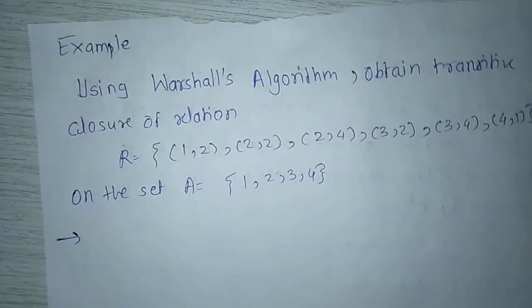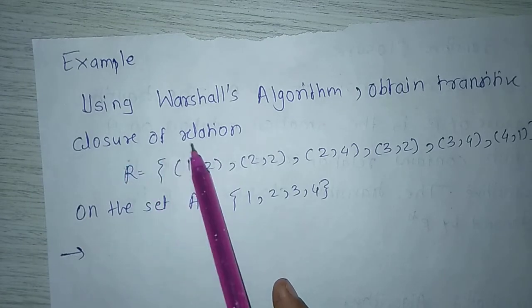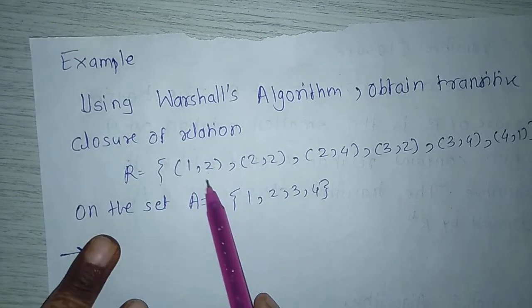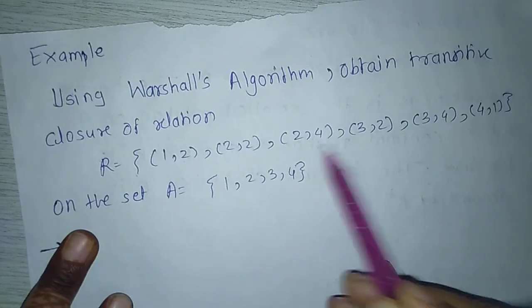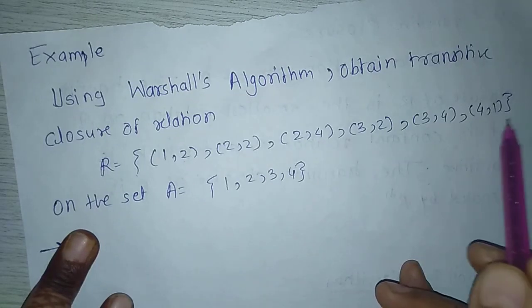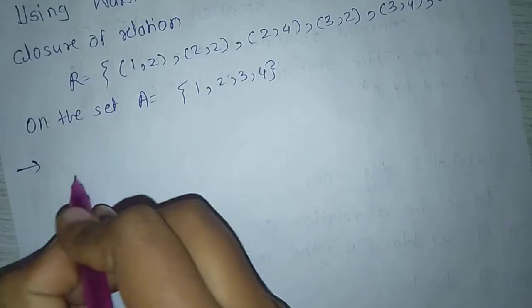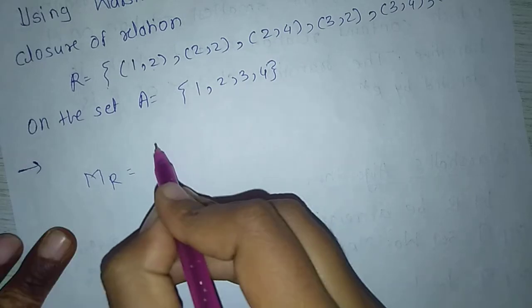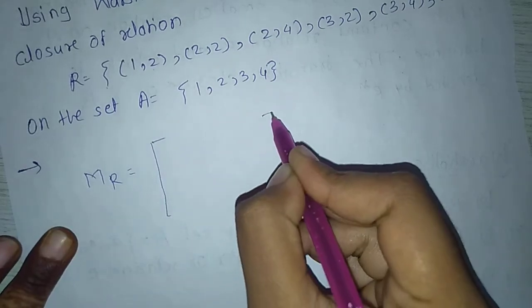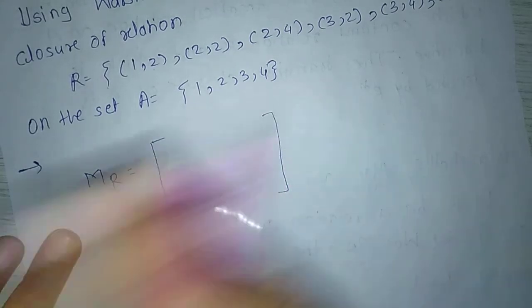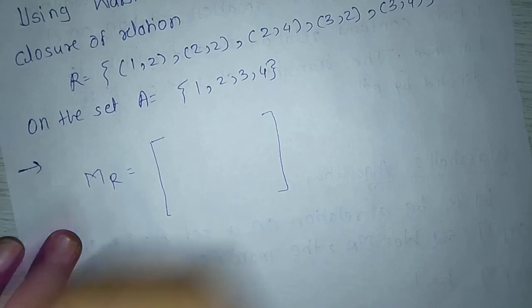Next example. Using Warshall's algorithm, obtain transitive closure of relation R equal to {(1,2), (2,2), (2,4), (3,2), (3,4), (4,1)} on the set A equal to {1,2,3,4}. First, matrix of relation R is, this is nothing but the 4 by 4 matrix because matrix is A to A.